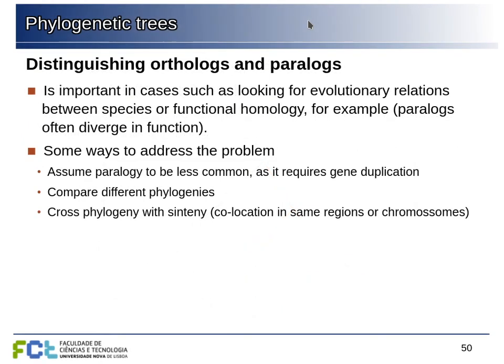So usually what we need is finding some way of distinguishing orthologs and paralogs. We can assume paralogy to be less common. We can compare different phylogenies taken using different genes, different proteins, and so on. We are not going to worry too much about this. I'm just mentioning this so that you have a better idea that it may not be quite straightforward to go from sequence comparisons to finding relations between species. However, in this course, we're going to focus mostly on the algorithms, so I'm not going to spend too much time on this kind of problems.